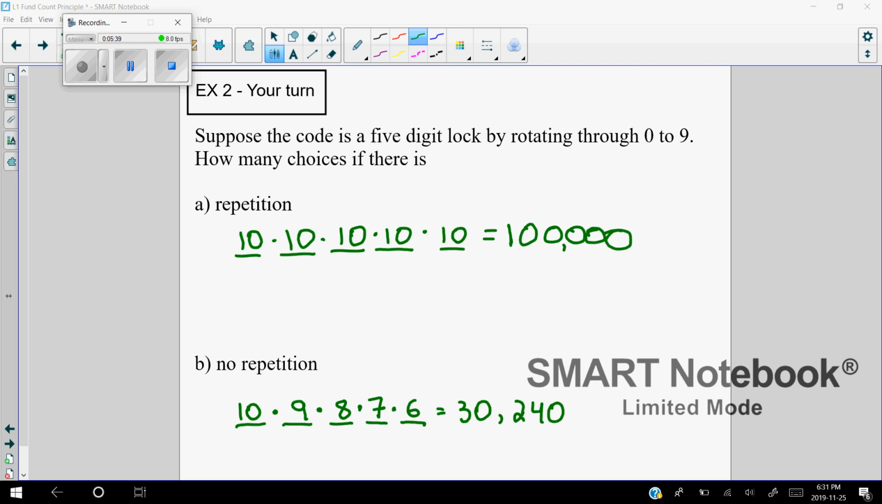All right, here's the solution. The first one, the answer is 100,000, and with no repetition, the answer is 30,240. Please let me know if you have any questions about that.